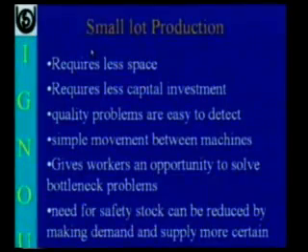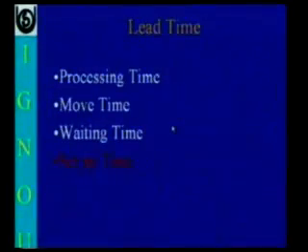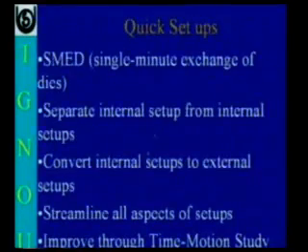Now what is the advantage of small lot production system? It requires less space, requires less capital investment, and quality problems are easy to handle. These are the different types of lead time which are required to be considered, that is processing lead time, move time, waiting time, and setup time. Setup time I have kept in red because it is the most important time which is required to be given due attention. Now the quick setup time means how you will change the setup within 1 minute.